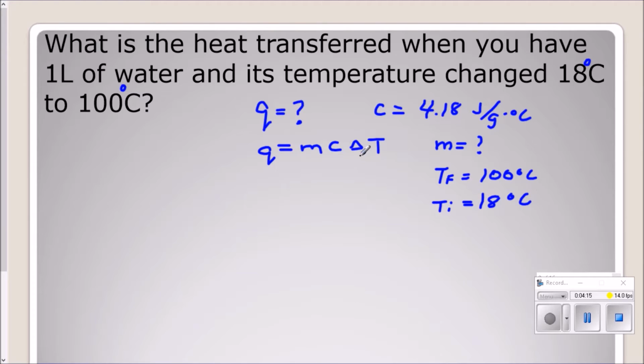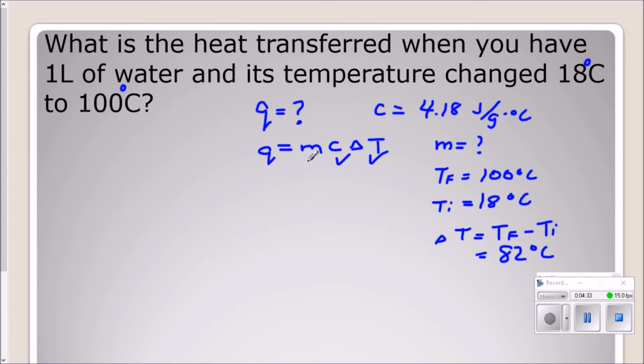So what is that change in temperature? Well, to find change in temperature, you have to take your final temperature minus your initial temperature. In this case, it would be 100 minus 18, which is 82 degrees Celsius. So guess what? We got change in temperature, we got specific heat capacity, we don't know the mass.